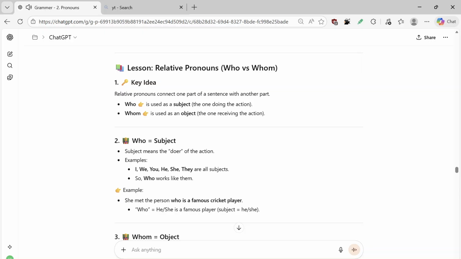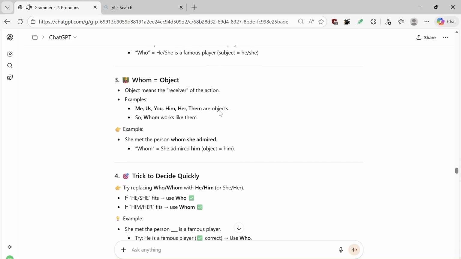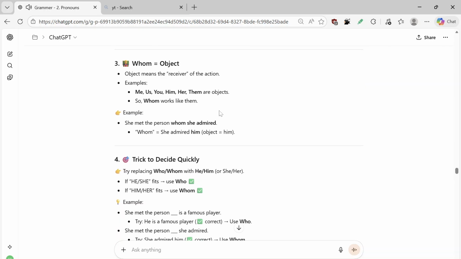Example: she met the person who is a famous cricket player. Who equals he, she is a famous player. Subject equals he, she. 3. Whom equals object. Object means the receiver of the action. Examples: me, us, you, him, her, them are objects, so whom works like them. Example: she met the person whom she admired. She admired him. Object equals him.